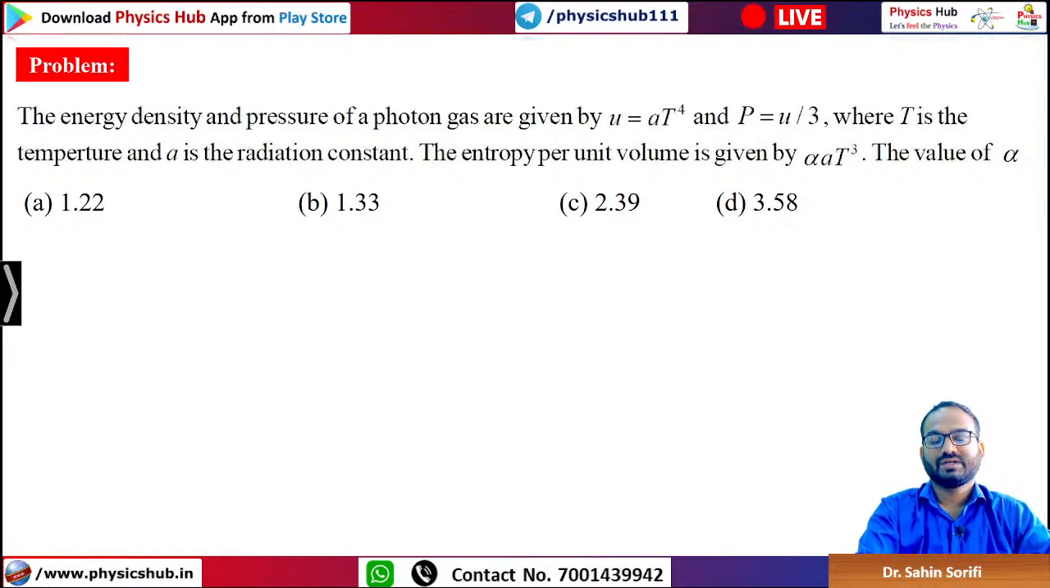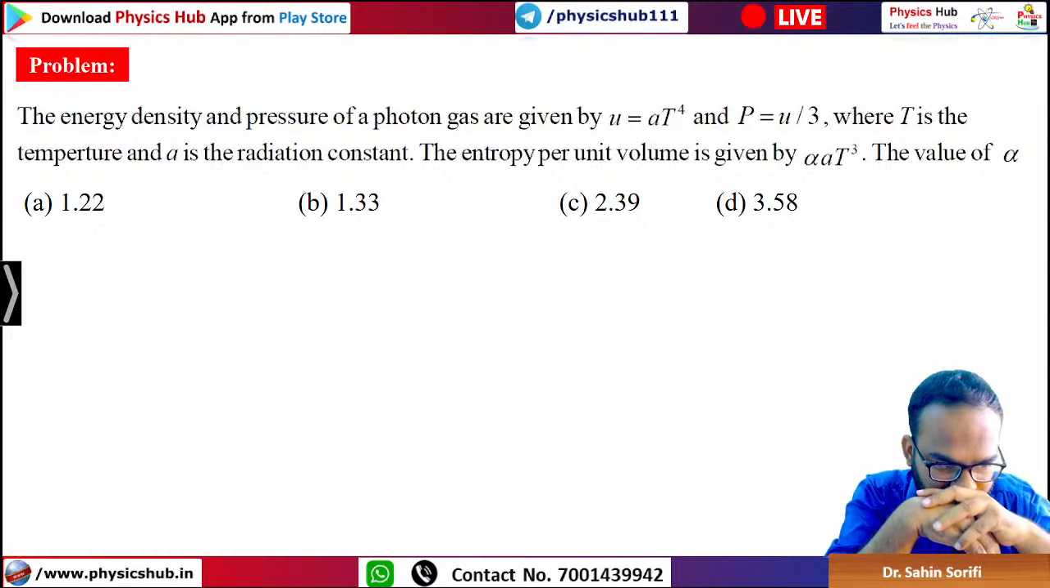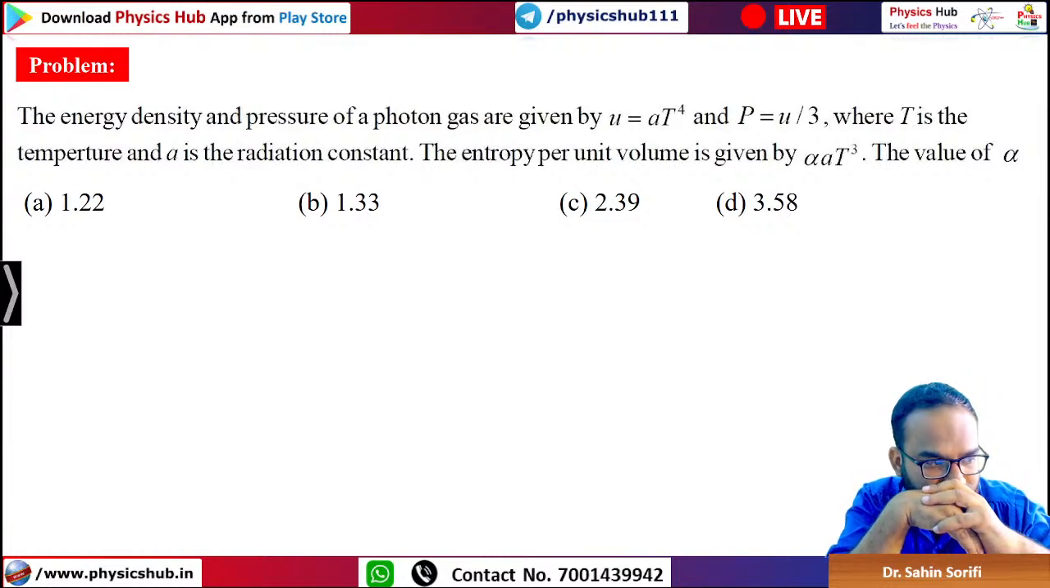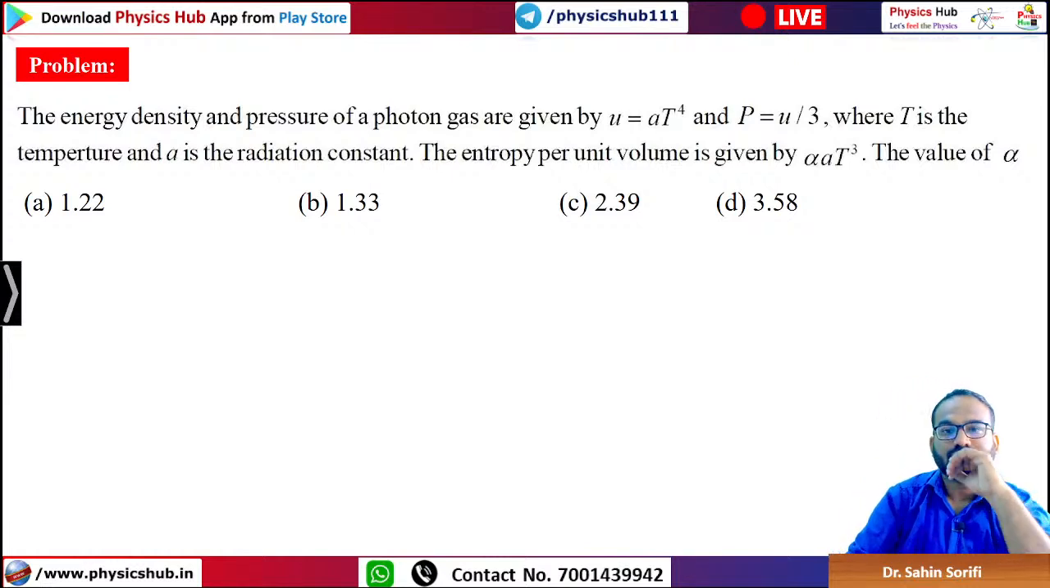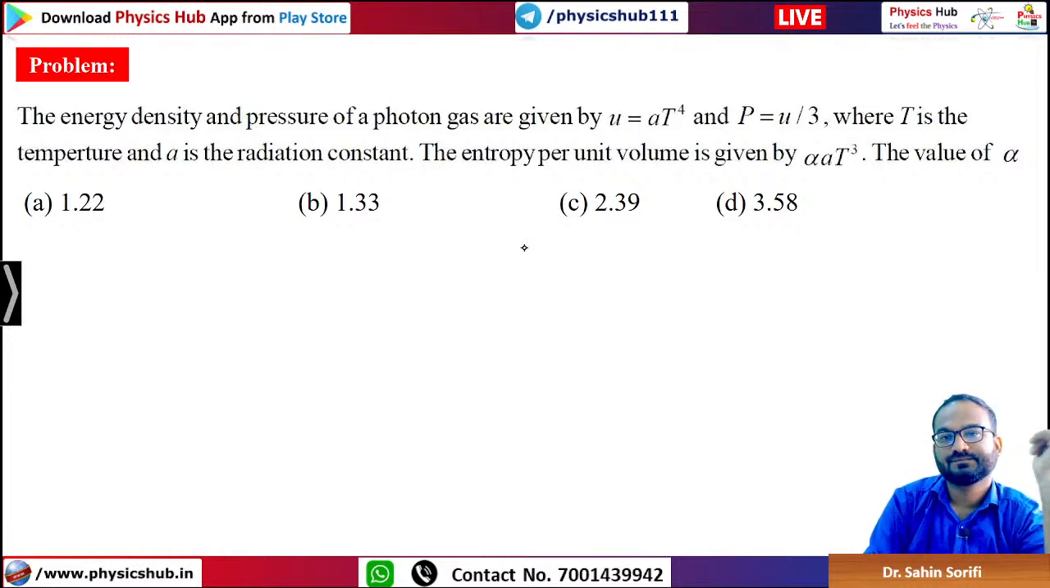The energy density and pressure of a photon gas are given by U is equal to A T to the power 4, P is equal to U by 3, where T is the temperature and A is the radiation constant. Entropy per unit volume is given by alpha A T cube. What is the value of alpha? Entropy per unit volume. So what do you have to find out? You have to find out del S by del V.